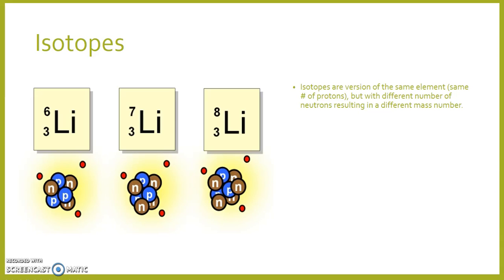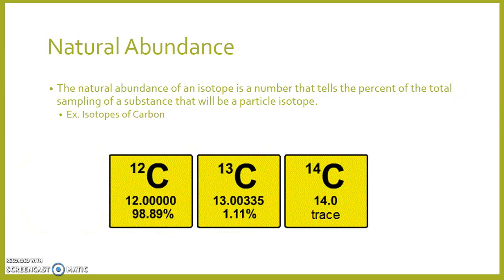Isotopes are versions of the same element, so they're going to have the same number of protons, but different numbers of neutrons, resulting in a different mass number. Natural abundance. The natural abundance of an isotope is a number that tells the percent of total sampling of a substance that will be a particular isotope. An example is the isotopes of carbon.